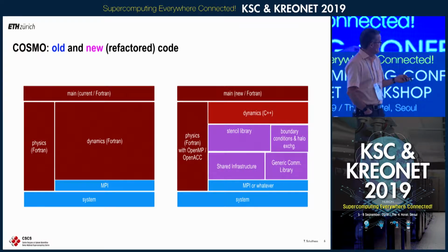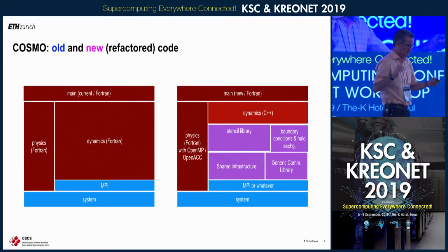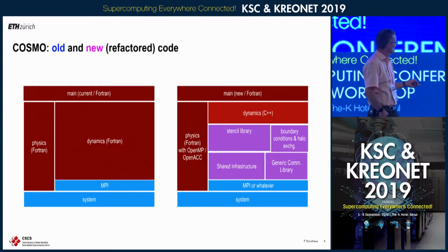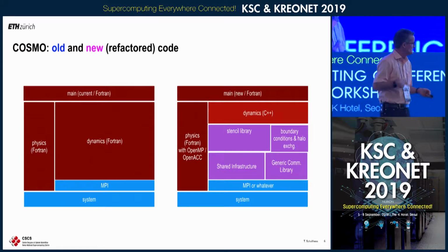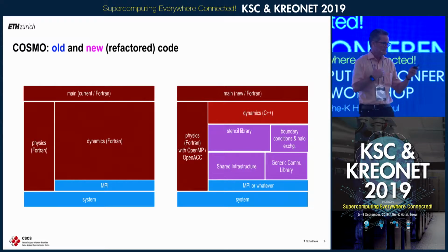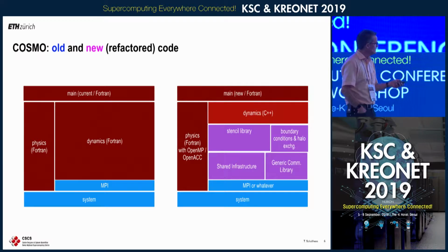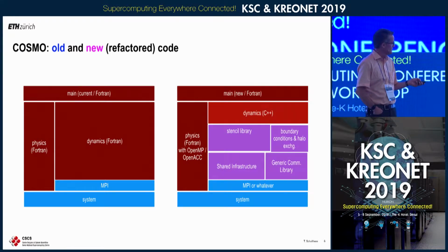And one of the first things we did when I came to CSCS was look at this code, which is a monolithic Fortran code. You can say just a lot of lines of Fortran code. A typical climate model consists of the part that solves the dynamics and the part that solves the physics or chemistry. And we've been refactoring or rewriting some of the software.